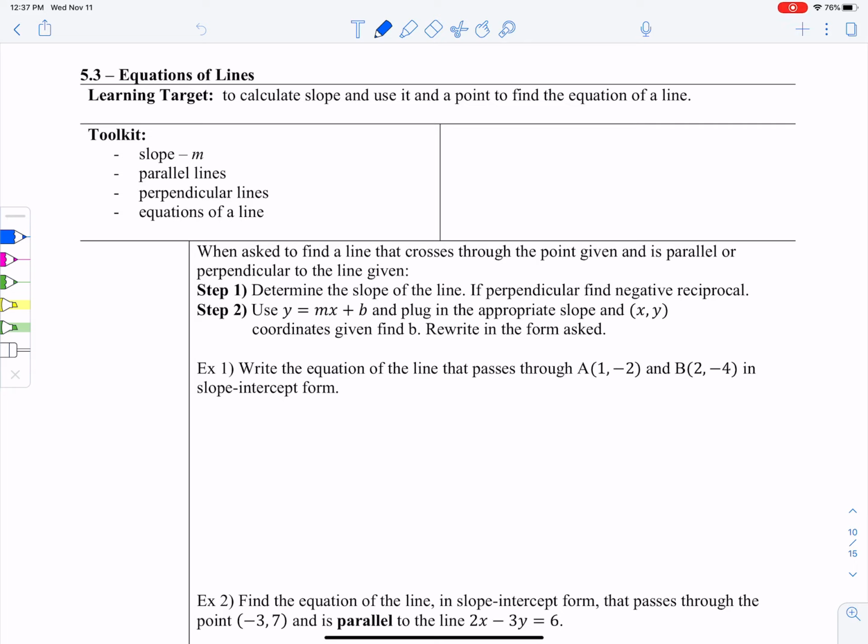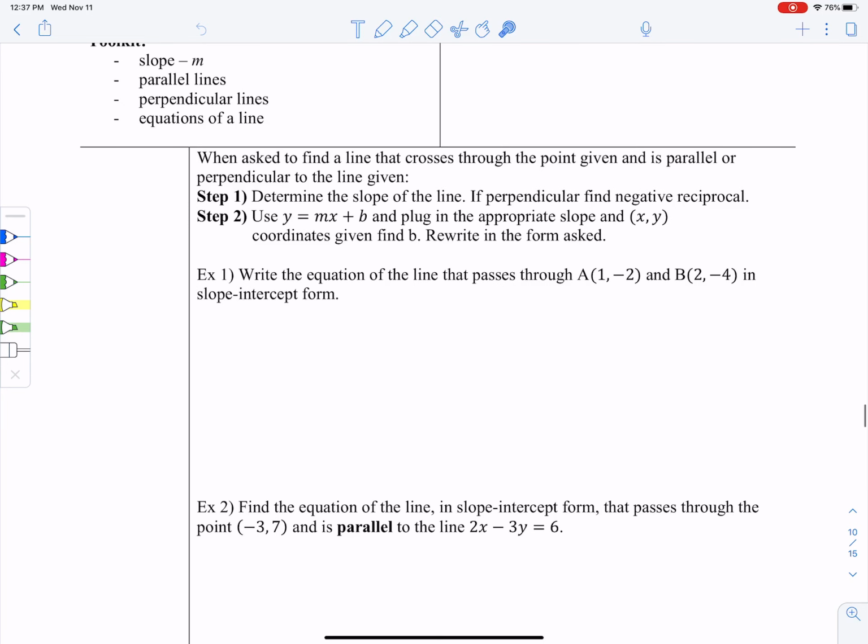So in this section we're going to be using our equations of lines to find slope and put it together as a new equation. When asked to find a line that crosses through a given point and is parallel or perpendicular to a given line, step 1 is to determine the slope of the line, and if it's perpendicular we find the negative reciprocal. Step 2 is to use y = mx + b, plug in the slope that we just calculated and x and y to find b, and then rewrite in the form asked.